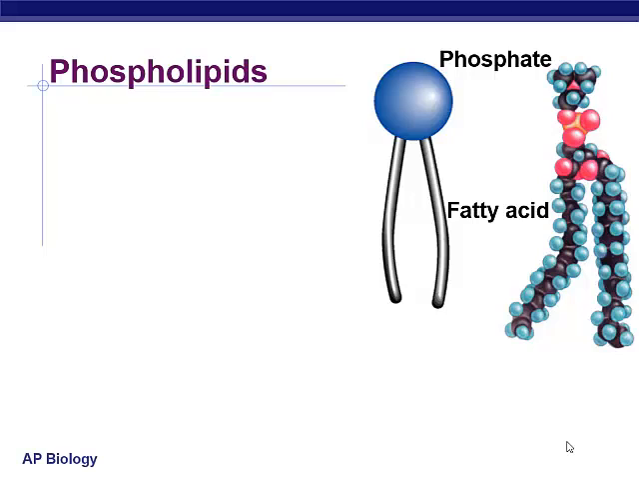Remember, this tail is hydrocarbons. So then hydrogens and carbons. The black dots are the carbons, and all these blue dots on the outside are the hydrogens. Is this tail hydrophobic or hydrophilic?